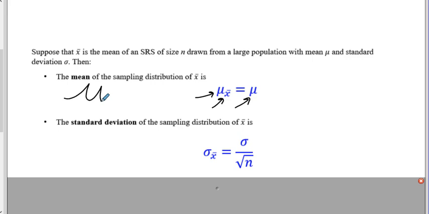I know you guys don't do cursive anymore, but standard deviation, that's that funky little symbol there, is the standard deviation divided by the square root of the number in the sample. We're going to use that over and over.